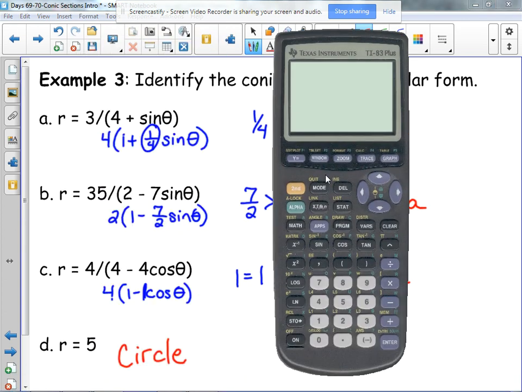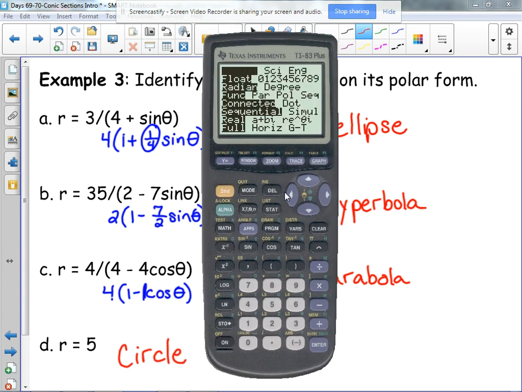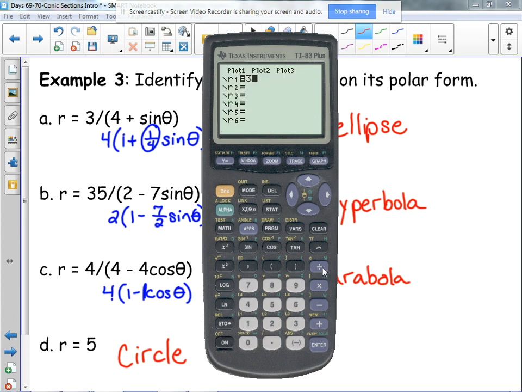Now, here's something that you can do. Let's graph these in polar form on our calculator and see if we can observe the shape. So we've got to be in radian mode and we've got to be in polar mode. Let's see if our calculators will graph these for us. Okay, the first one, 3 over 4 plus the sine of theta. Make sure you get parentheses around that entire denominator. It's really tiny in there, so I need to zoom in. But I can see that that is an ellipse.